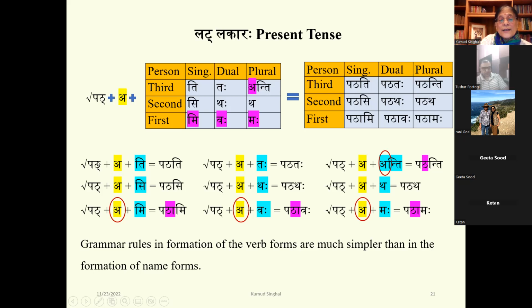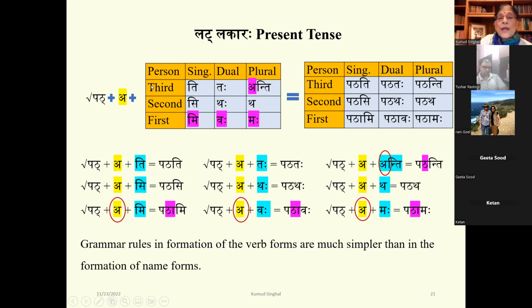So tha is a consonant followed by a vowel. So tha plus a becomes tha. So path plus a plus ti becomes pathati. So the third person singular form will be pathati. Pathati means he, she, or it reads. It is ekavachanam, third person, prathama purusha.